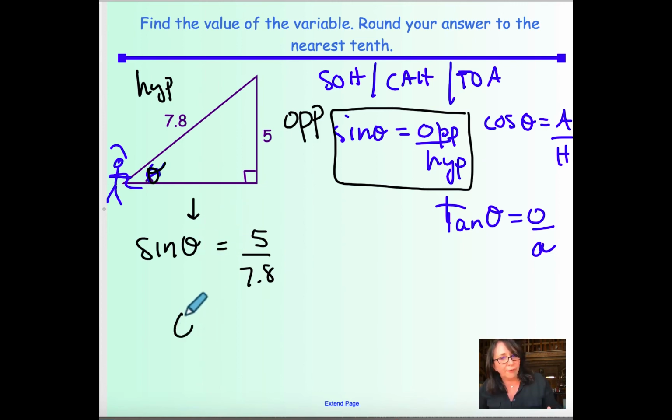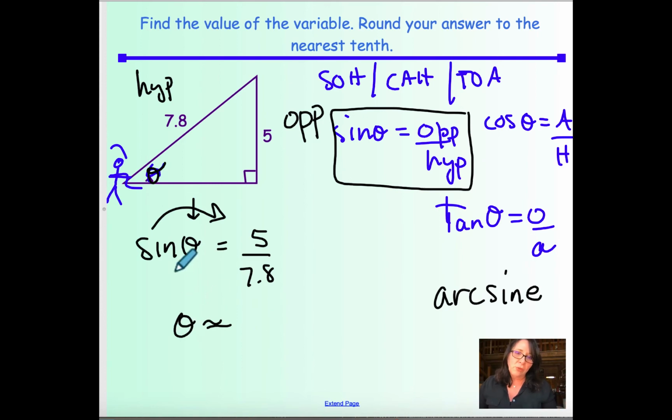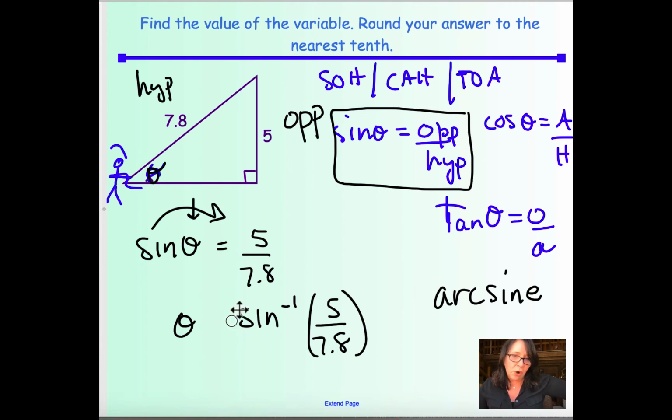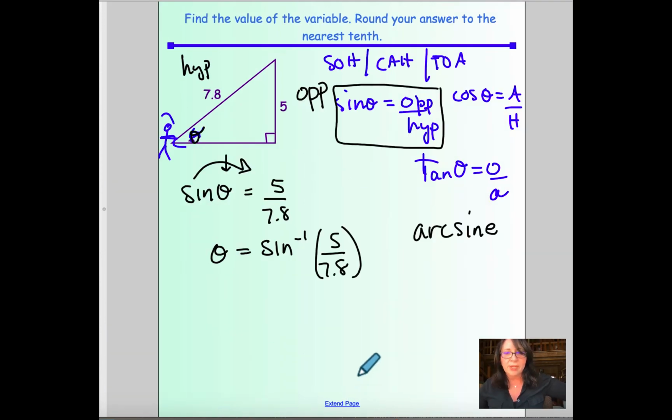Now, I do want to solve for theta. Theta needs to be by itself. In order to get theta by itself, I am going to move this sine to the other side of the equation. The act of moving that to the other side of the equation is an inverse, but we actually call it arc sine. We have a name for it. So when you move sine over to the other side, it becomes arc sine, and then you have 5 divided by 7.8. And so theta is equal to arc sine of 5 over 7.8. And so you need to use your calculator to solve that.